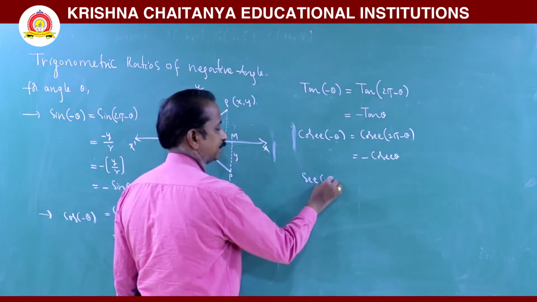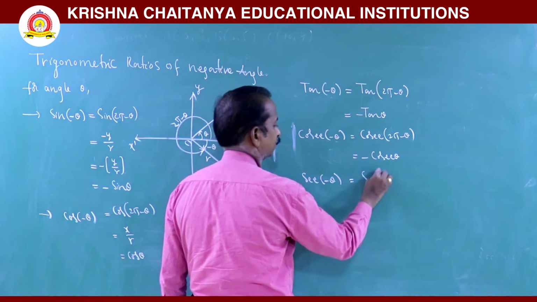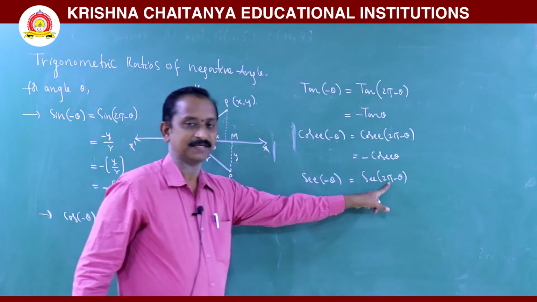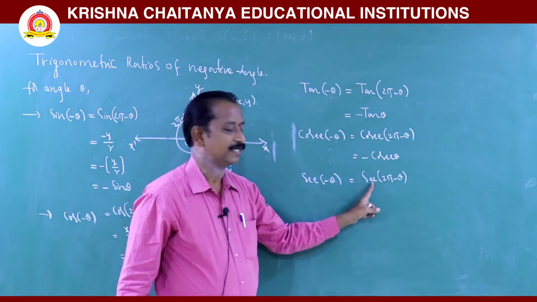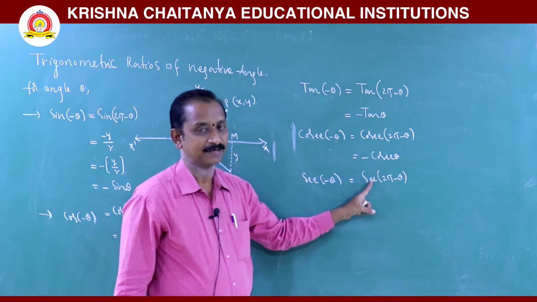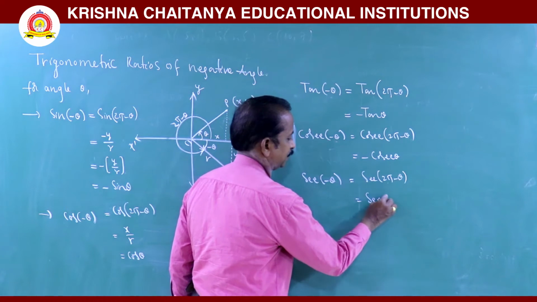Secant minus theta, secant of 2 pi minus theta. 2 pi minus theta lies in fourth quadrant, secant position positive. At this allied angle secant ratio does not change. So answer should be secant theta.